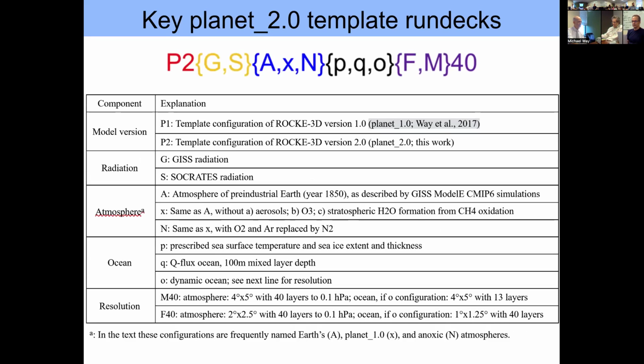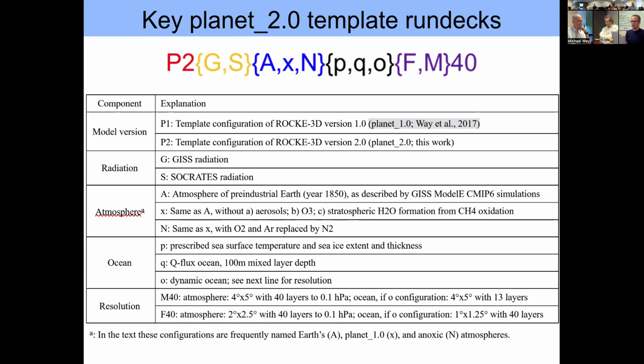So for Planet 2.0, the pattern of the name is highlighted there with those colors. P2 stands for Planet 2, and then there is an option to choose either G or S, which is the GISS or the Socrates radiation. Then there is an option to choose the atmosphere. A is for the atmosphere of pre-industrial Earth. X is the same as A, but without aerosols, without ozone, and without stratospheric water formation from methane oxidation. It is essentially a backward compatibility with Planet 1.0, but you should not really be using that moving forward unless you want to compare with Planet 1.0, because that atmosphere has oxygen as one of its constituents, but it does not have ozone, which is probably inconsistent.